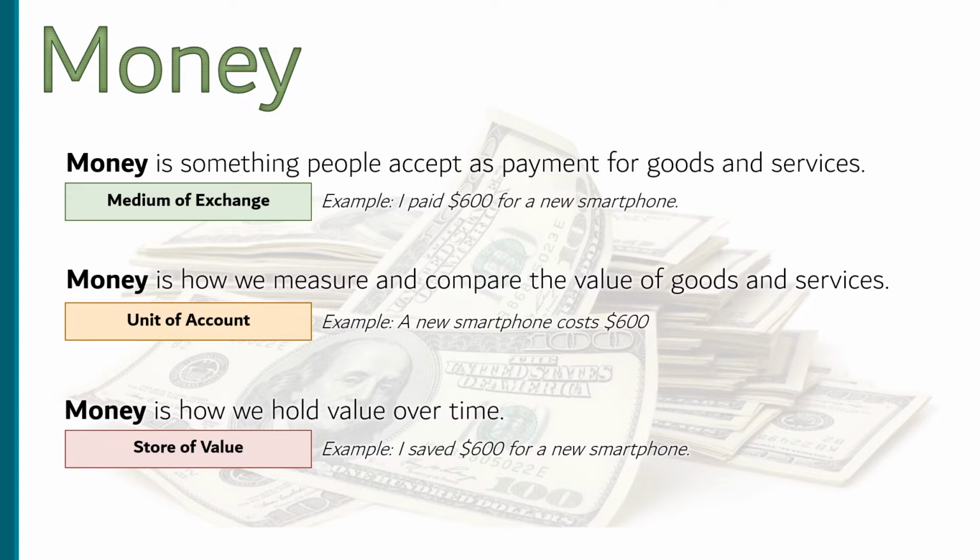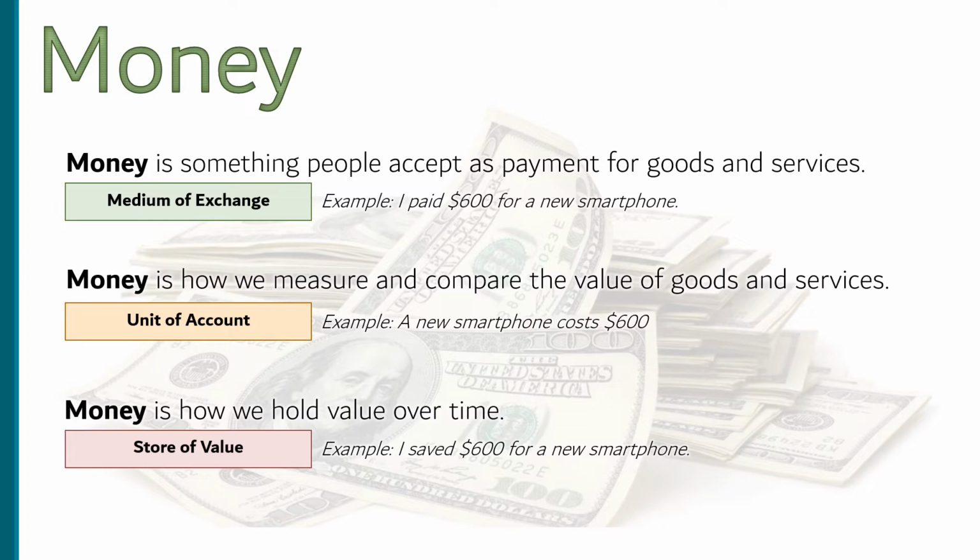It is how we measure and compare the value of goods and services. I can compare the height of two people by measuring them. The unit of height is feet and inches. If I say one person is 6 feet tall and another is 5 feet tall, you can understand their relative heights. I can also compare the value of two things, and the unit of value, or unit of account, is money. If I say one car costs $20,000 and another costs $25,000, you can understand their relative values.